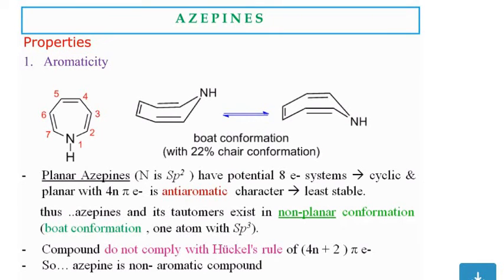Now azepines, you know my friend, aromaticity here 1 to 3 positions, both conformations, planar azepine. Nitrogen sp2 has a potential 8 electron system, cyclic and planar with 4n pi electrons is an anti-aromatic character, least stable. Thus, azepines and its tautomers exist in non-planar conformation, both conformations, one atom with sp3. So the compound does not comply with Hückel's rule, so azepine is a non-aromatic compound.